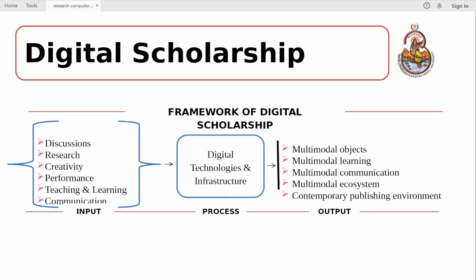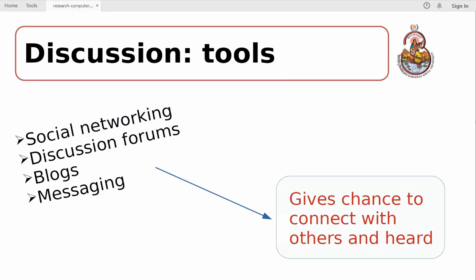And therefore, the very publishing, your contemporary publishing, also has changed. Today the publishing has changed completely because you can publish anything within no time. So the whole publishing environment has changed. Now, as a researcher, as an academician, we have a lot of tools at our disposal for discussions and sharing.